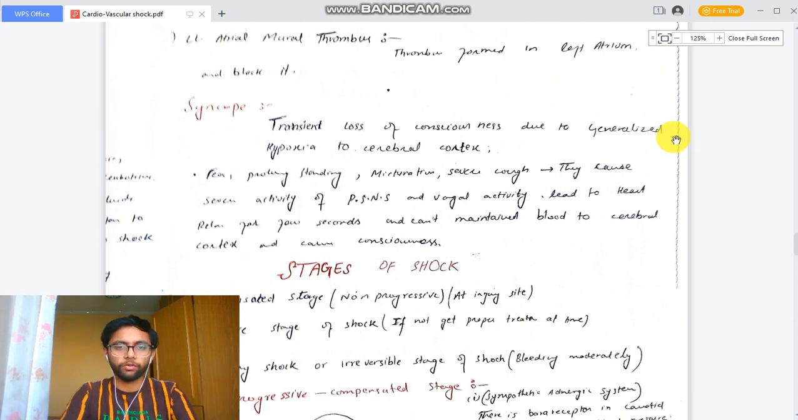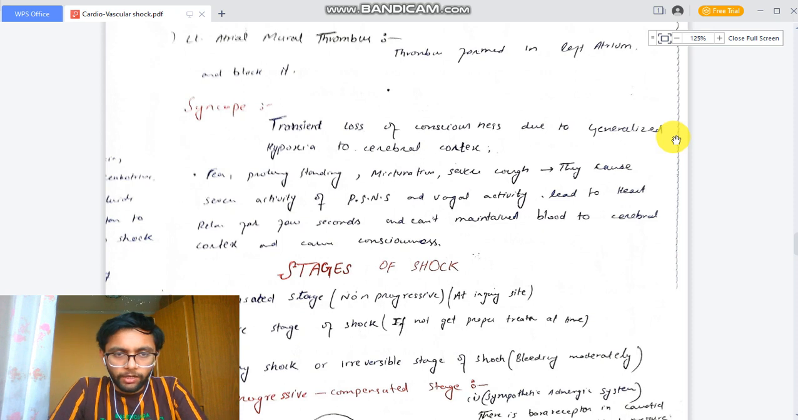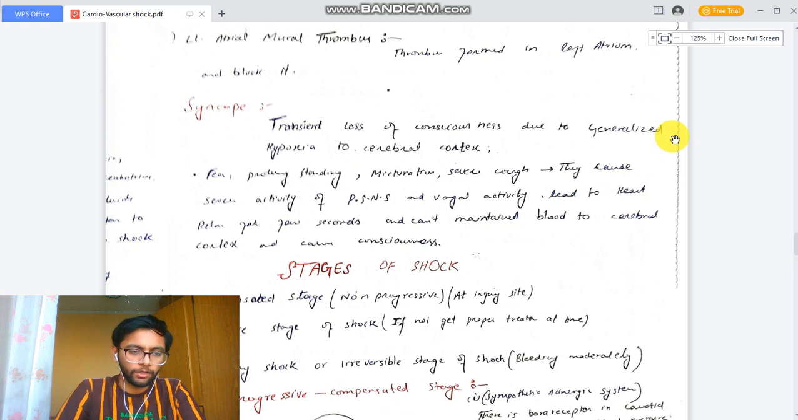What is syncope? Syncope is a transient loss of consciousness due to generalized hypoxia of the cerebral cortex. Triggers include fear, prolonged standing, micturition, and severe cough. These cause severe parasympathetic and vagal activity, which makes the heart relax for a few seconds and unable to maintain blood flow to the cerebral cortex, causing loss of consciousness. These are all the types of cardiovascular shock.